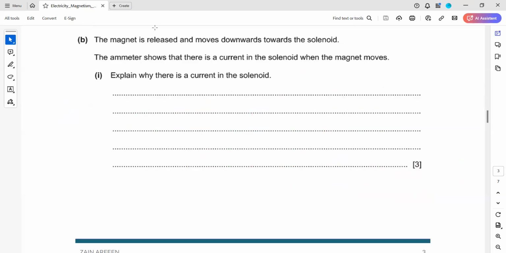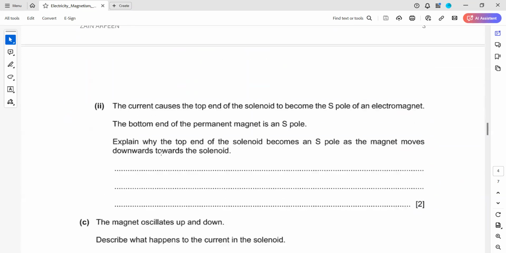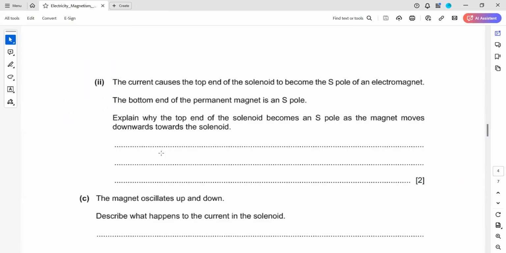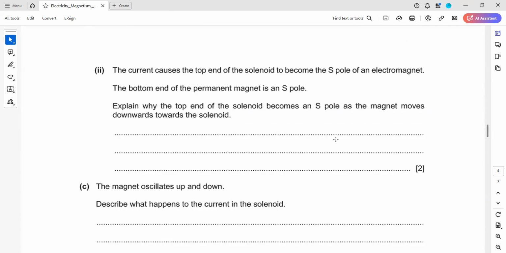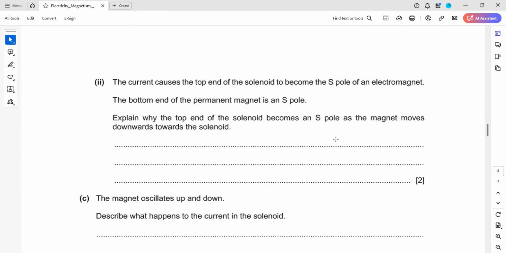This is electromagnetic induction. That change always produces a current. The current causes the top end of a solenoid to become south, like the bottom end of a permanent magnet, which is a south pole. Explain why the top end of a solenoid becomes like the south pole of a magnet when it moves downward towards it.